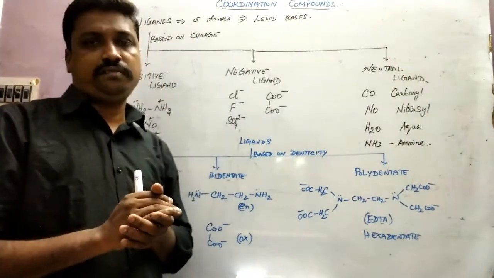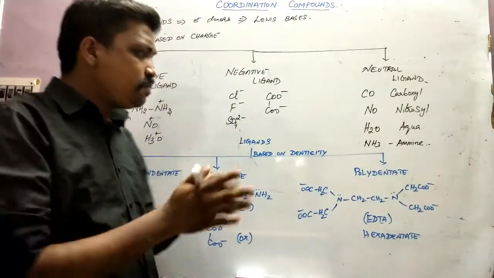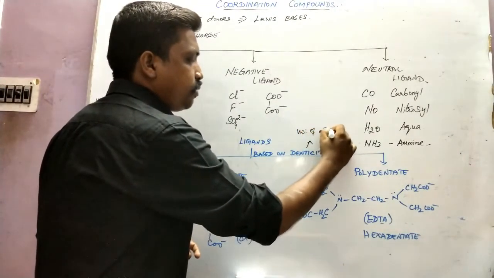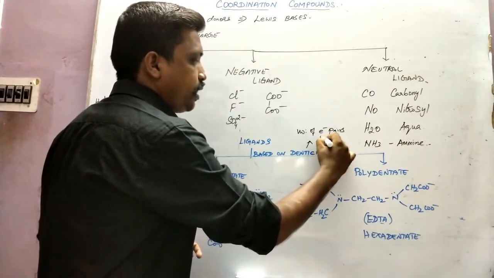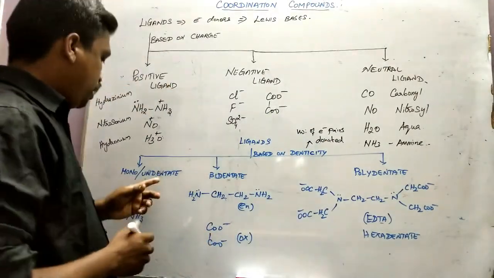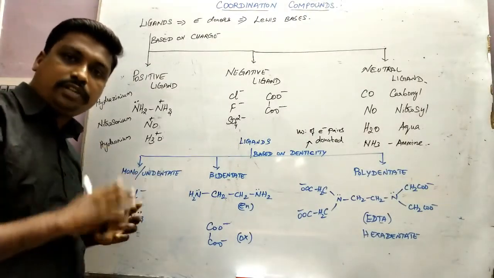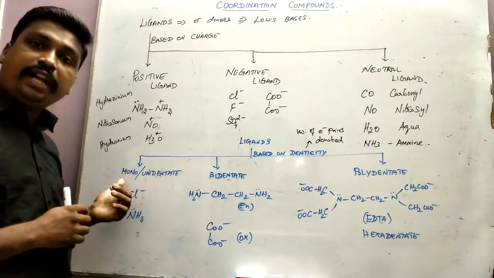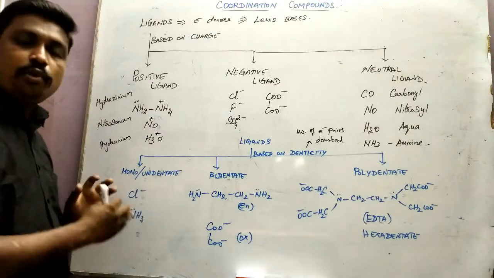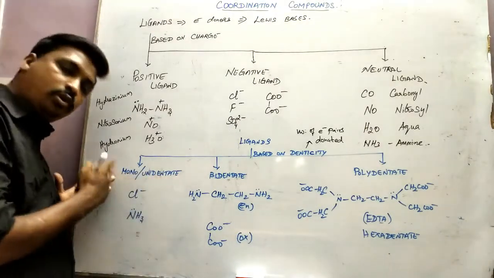Another type of classification of ligands is based upon the denticity. What is meant by denticity? It is nothing but the number of electron pairs donated. If one species, for example chlorido, donates one pair of electrons, it is termed unidentate or monodentate. So if a ligand is donating only one pair of electrons, it is classified as unidentate or monodentate.